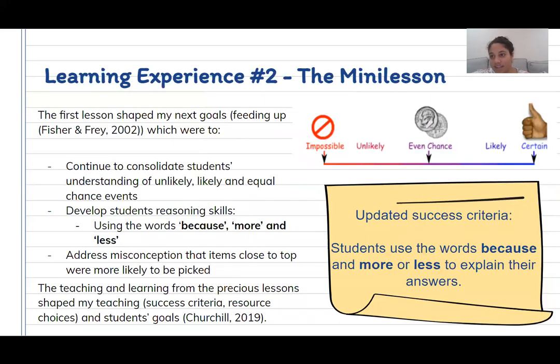So the following second learning experience was a 10 to 15 minute mini lesson that was basically a very similar activity, but this time I changed the success criteria while keeping, obviously, the same learning intention to hone in on using the words because and more or less when giving reasons for our response. I also introduced a probability line to the students, which is pictured on your right here, to have a visual backup for their understanding of these terms, which is also an age-appropriate pedagogy that I was able to employ.